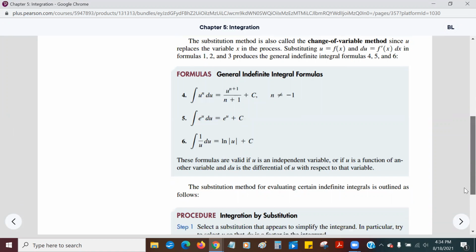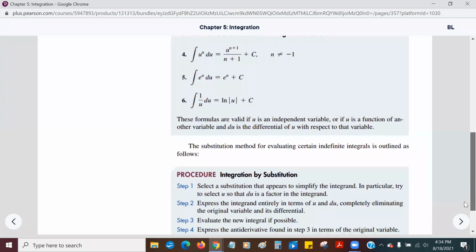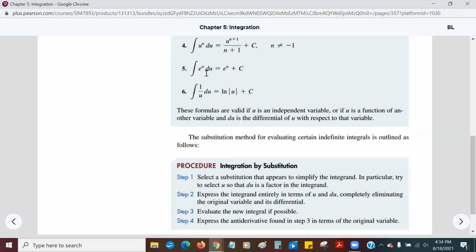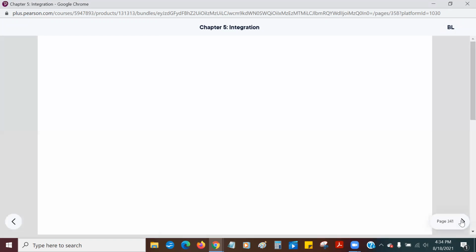Let's look at some more formulas. The integral of u to the n is u to the n plus 1 over n plus 1, that we know. The integral of e to the u du is e to the u plus c. The integral of 1 over u du is ln u plus c. We actually know these already from previous lessons. This is just saying in words what we've been explaining the whole time about integration by substitution.